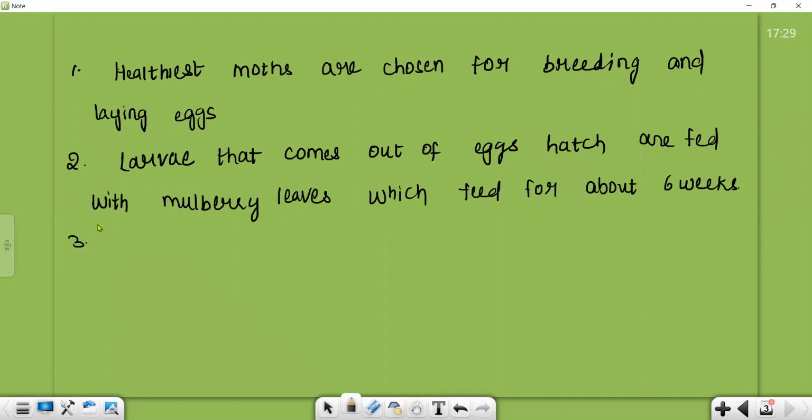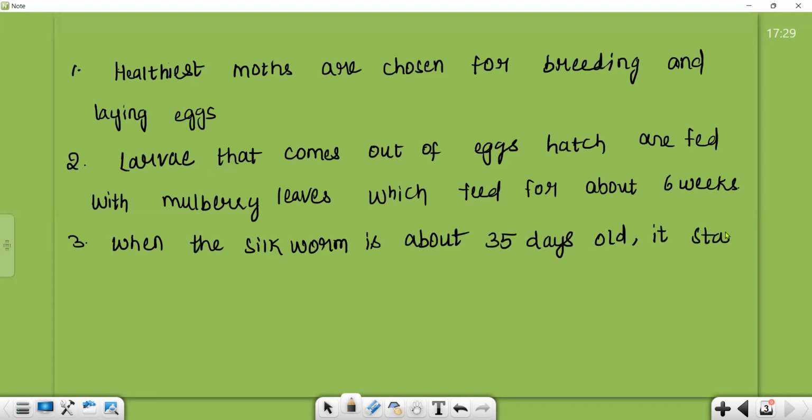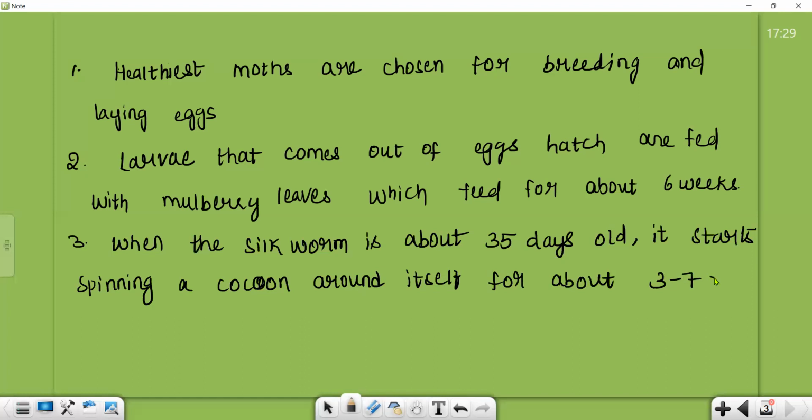Okay, so the next process: when the silkworm is about 35 days old, it starts spinning a cocoon around itself. Generally this process takes around 3 to 7 days.